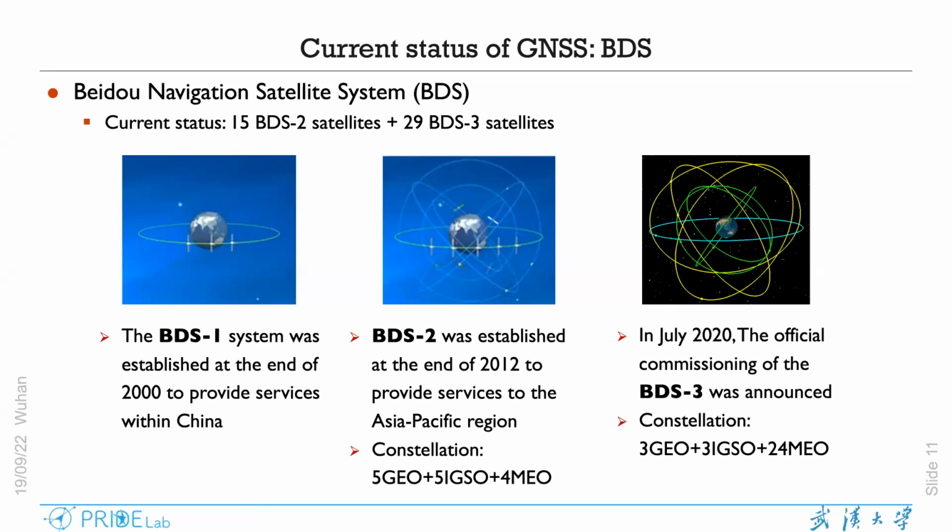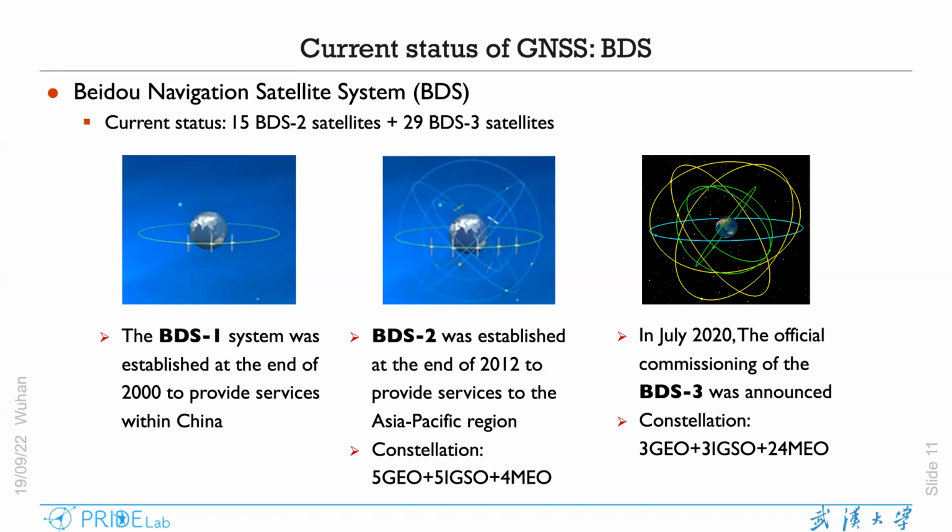And then in the year 2020, the Chinese government announced the full constellation of BDS3, which is a global constellation instead of a regional one like BDS2. It is composed of 24 MEO satellites, which are medium Earth orbiters, in addition to 3 GEO satellites and 3 IGSO satellites. IGSO stands for Inclined Geosynchronous Satellite Orbit. So you can see this satellite constellation is composed of 2 levels of satellites.